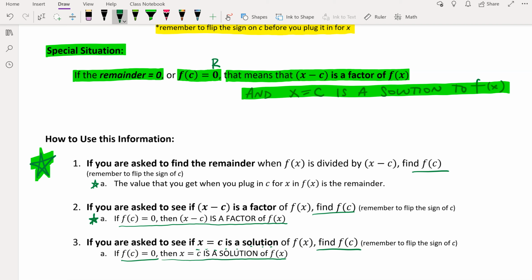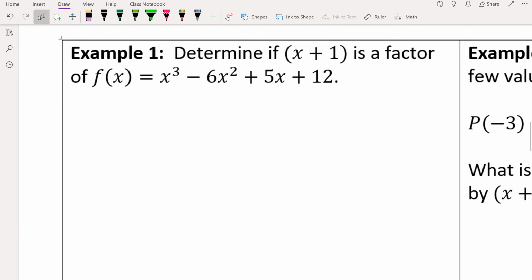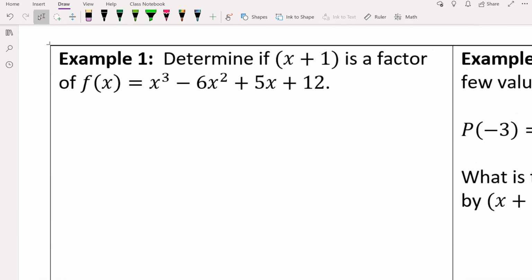And I'm going to go pretty quick on the example problems because the most important thing today is the theorem. Okay, here we go. So, example problems. Let's start with example problem 1. Make sure you get down the whole thing in your notes.